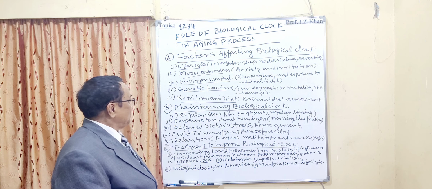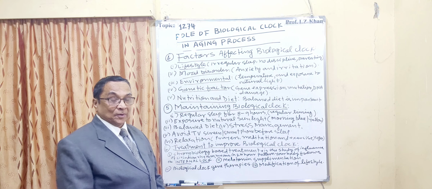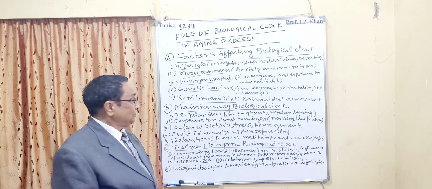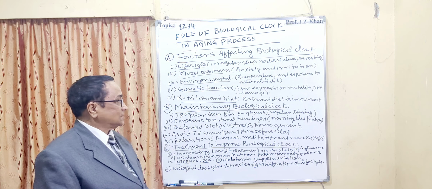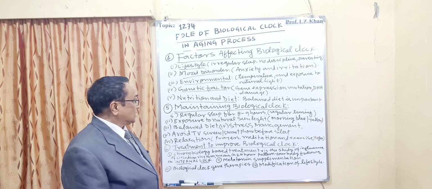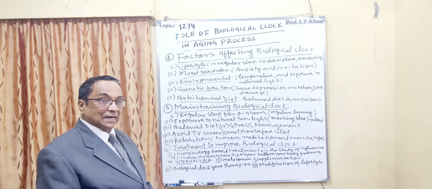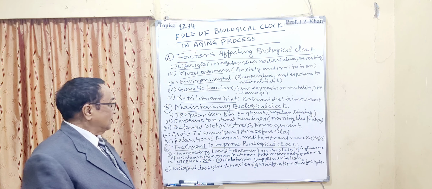Number 5, maintaining biological clock. How will you maintain your biological clock properly? So one is regular sleep for 8 hours in regular time. Number 2, exposure to natural sunlight, that is morning blue and yellow light. Then number 3, balanced diet.